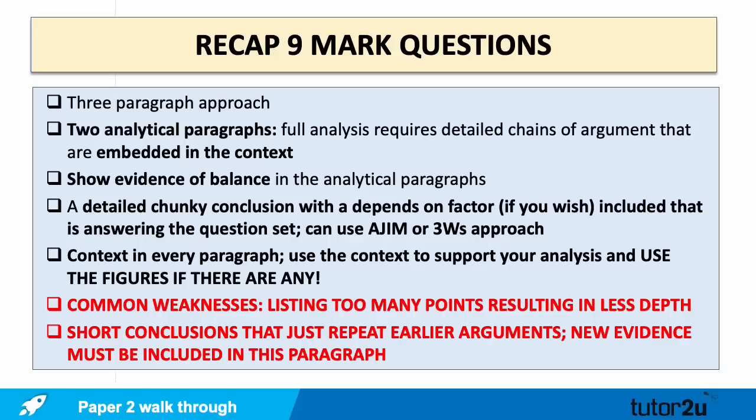So common weaknesses in 9-mark questions are students listing too many points, resulting in less depth. So point after point after point. So 1 point is enough in each paragraph. So on one hand, it may be good because, on the other hand, it may be good because. So that's how you can start those 2 paragraphs. However, listing point after point after point will not move you up the mark scheme.